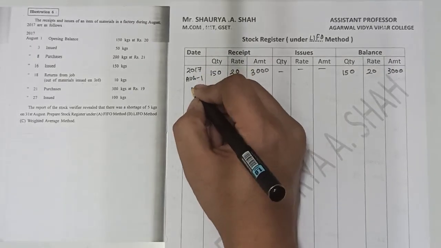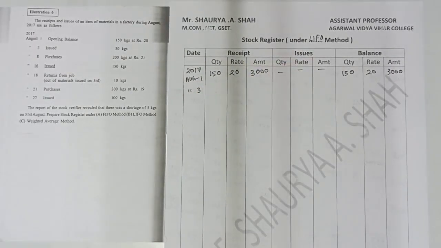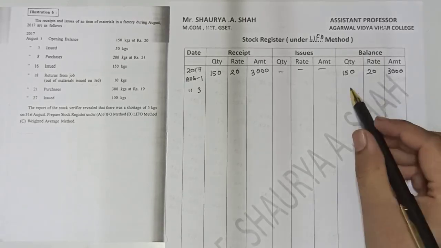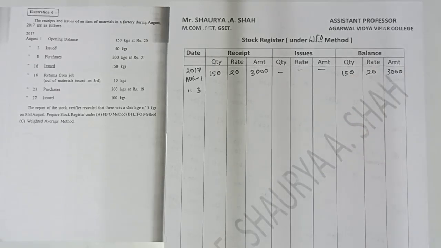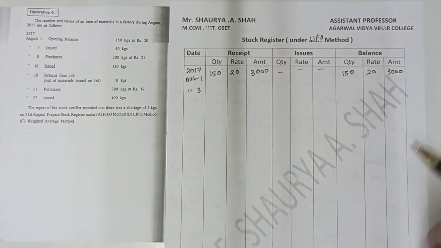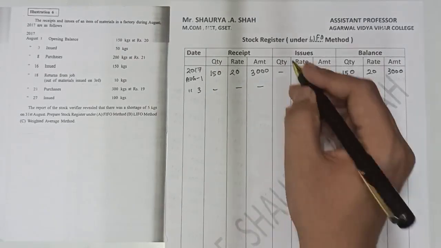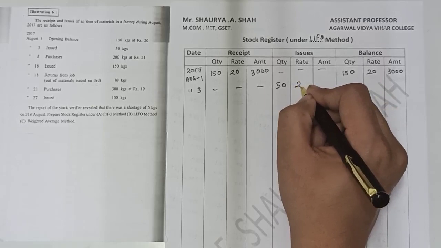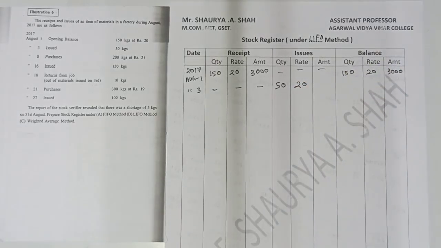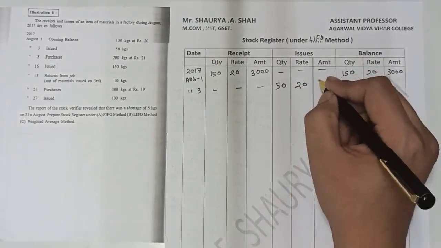Again you have issued on 3rd August, right? Again, in the issue there will be no change. Why? Because it is the initial phase. You are having only one quantity. The question of LIFO or FIFO arises when you are having more than one material in your hand. So you need to decide, students, from which quantity of material you need to supply. Whenever a single material is there, you can directly do the issue. So in the issue it will be 50 kg I have given at the rate of 20. So 50 into 20 gives me again 1000.